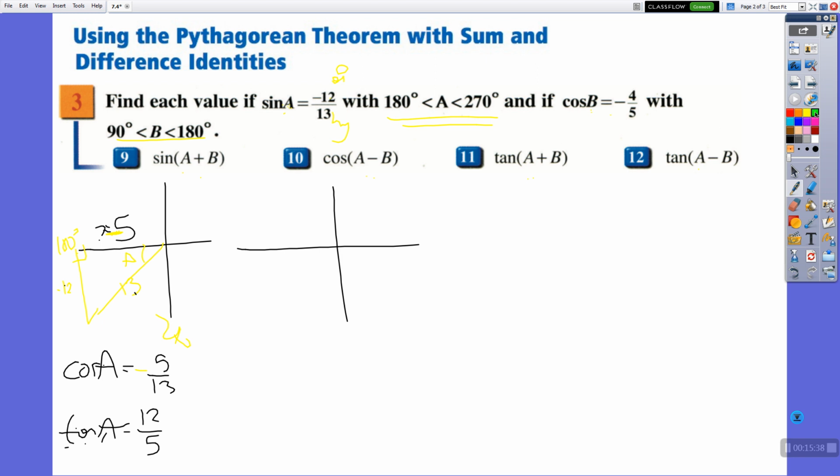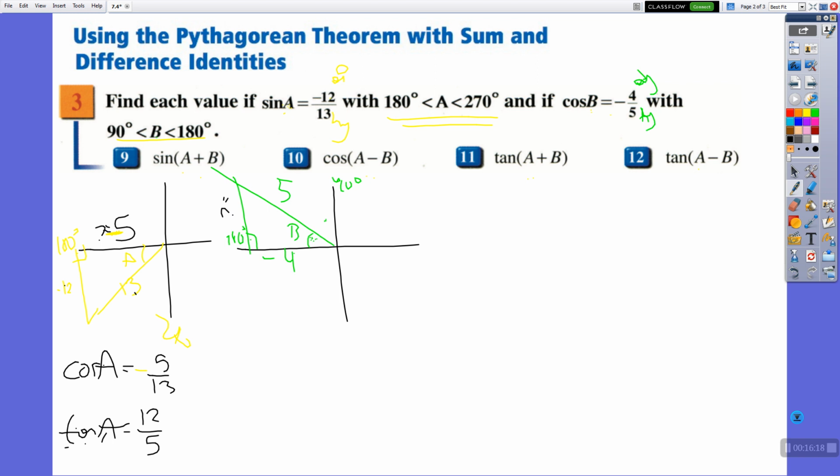What about angle B? Angle B is located between 90 degrees and 180 degrees. So it's in the second quadrant. Here is your angle. Make sure that you put the angle in the correct place. It's not adjacent to the y-axis, it's adjacent to the x-axis. What's given here? Cosine is given, which is adjacent over hypotenuse. Your adjacent here is negative 4. Hypotenuse is 5. What about the opposite side? You don't know the opposite side. You can use the Pythagorean theorem.